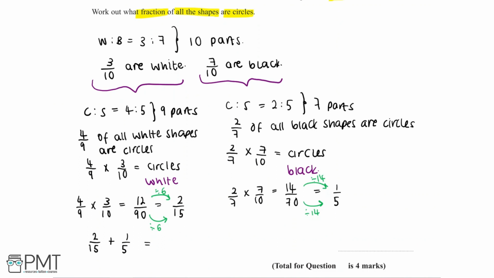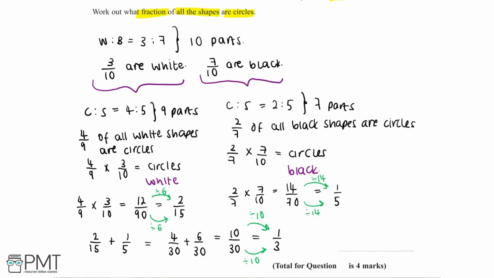2 over 15 is equivalent to 4 over 30, which happens when we multiply both the numerator and the denominator by 2. And 1 over 5 is equivalent to 6 over 30, which is what happens when we multiply the numerator and the denominator by 6. So now that we have a common denominator, we can go ahead and add these fractions. 4 out of 30 plus 6 out of 30 is the same as 10 out of 30. And now we can simplify this further by dividing both the numerator and the denominator by 10. And so we're left with 1/3. We've now calculated that the fraction of all the shapes which are circles is 1/3, which you can write in the answer box right here.